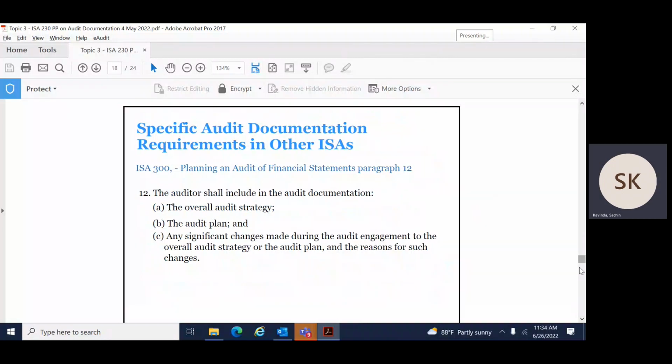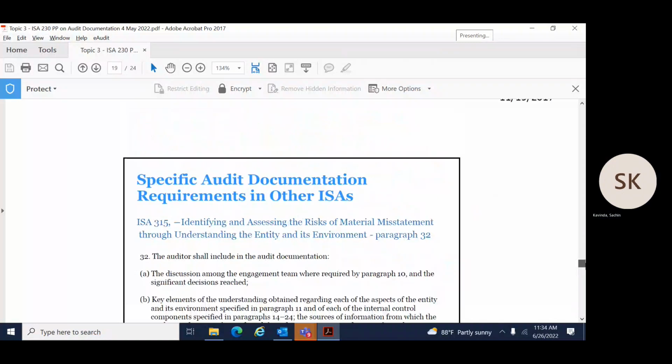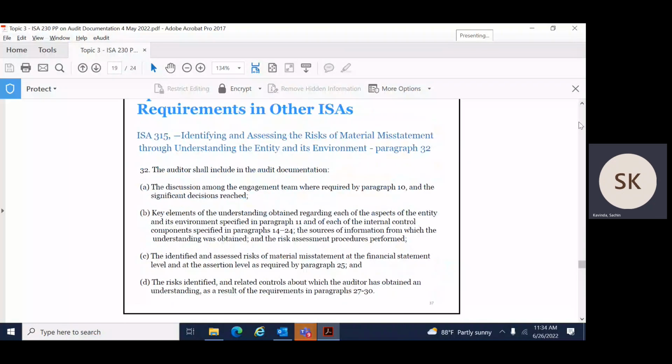Then ISA 315, identifying and assessing the risk of material misstatement through understanding the entity and its environment. Paragraph 32. The auditor shall include in the audit documentation the discussion among the engagement team where required by paragraph 10 and the significant decisions reached.